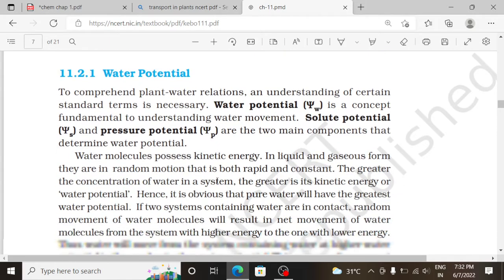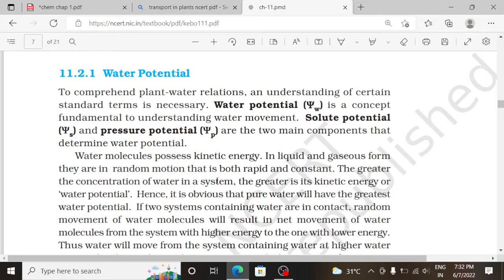Water potential. To comprehend plant-water relations, an understanding of certain standard terms is necessary. Water potential is a concept fundamental to understanding water movement. Solute potential and pressure potential are the two main components that determine water potential.